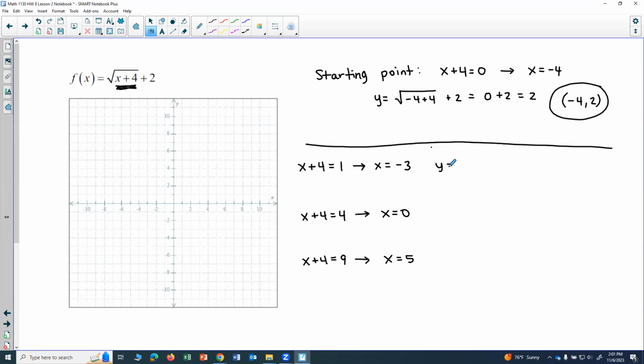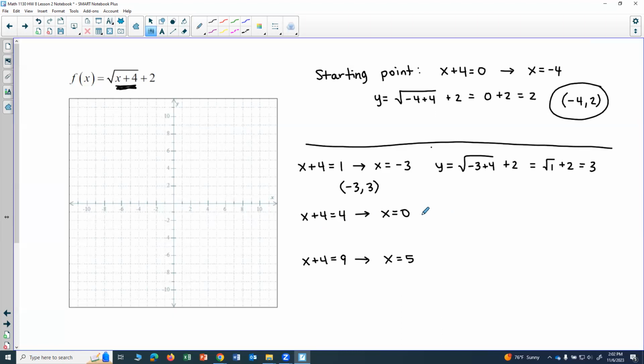So when x is -3, I'll get y equals the square root of -3 plus 4. And then plus 2 is outside of the radical. That would give me a square root of 1 plus 2, which gives me a y value of 3. So this ordered pair is going to be x equals -3, y equals 3.